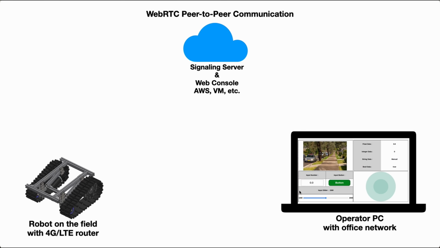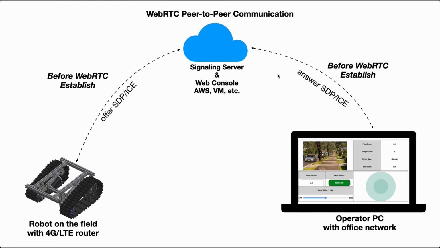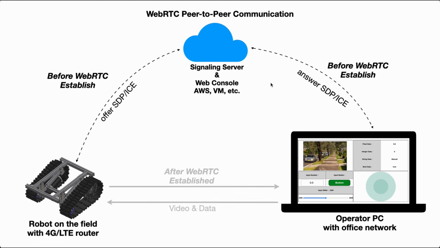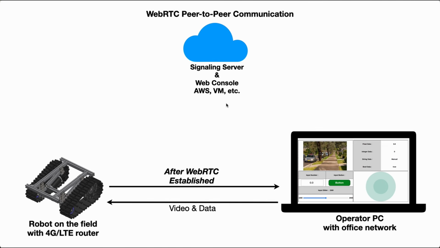With the same system, you have the robot at the field, your computer in the office network, and a signaling server on the cloud. At first, the robot will send an offer of SDP and ICE to the signaling server, and once your computer accesses the web console, it will send an answer of SDP and ICE to the signaling server as well. Those SDP and ICE will be exchanged between the peers. Then after the connection is established, the peers will see each other, and there is no need for the signaling server anymore.